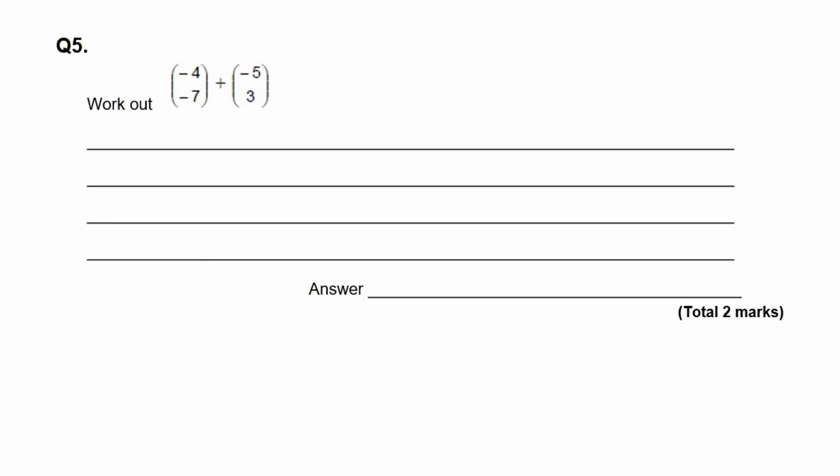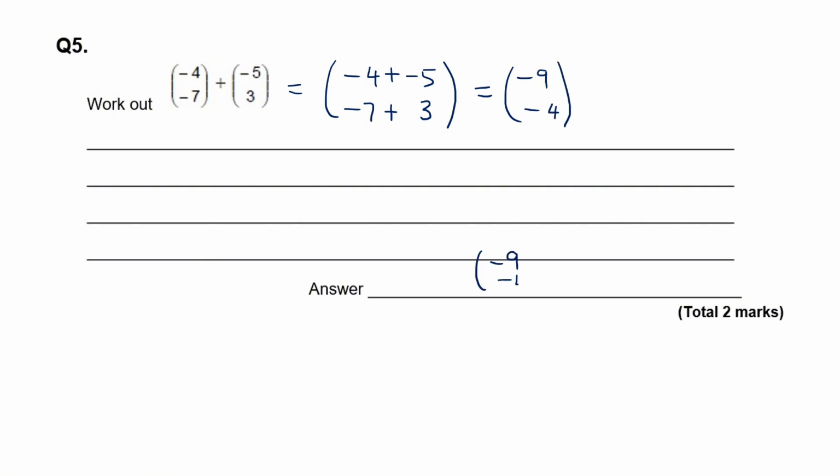Question 5, column vectors. Negative 4 plus negative 5, I could just write it down as negative 4 plus negative 5, just so that you guys can visually see what's happening. So this is going to become negative 4 plus negative 5 is negative 9, and negative 7 plus 3 is going to be negative 4. And that's going to be our final answer, negative 9, negative 4.